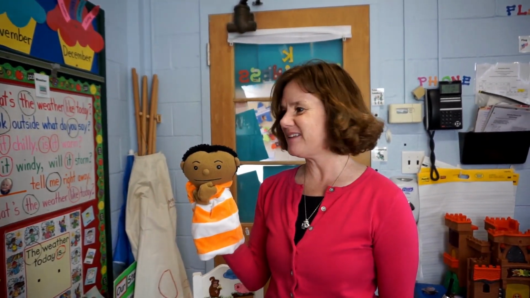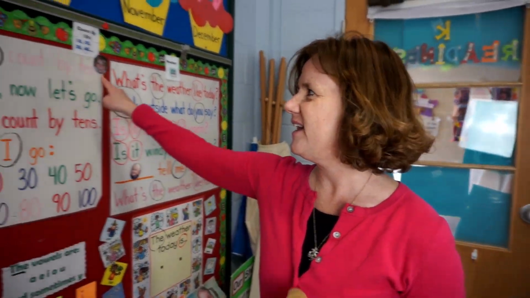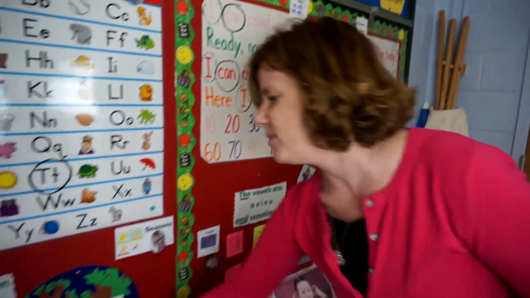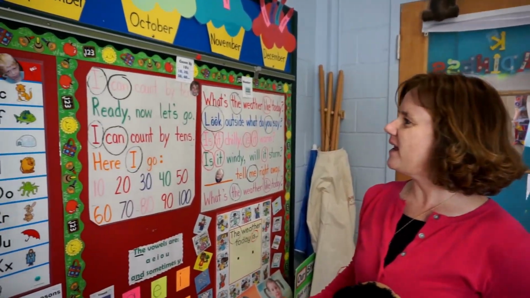Let's do count by tens. Shout out to Gavin. He was supposed to help with our seasons. And now let's move on to count by tens. Tristan was supposed to be our helper today. Hey, Tristan. All right, let me get a new wand. Do this one. And let's count by tens.